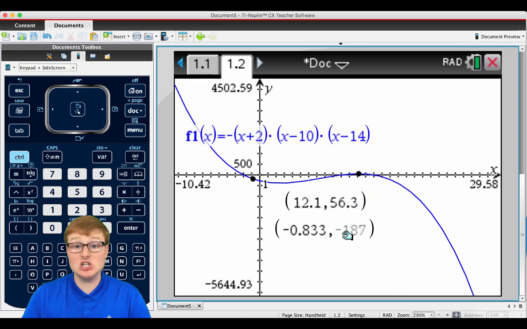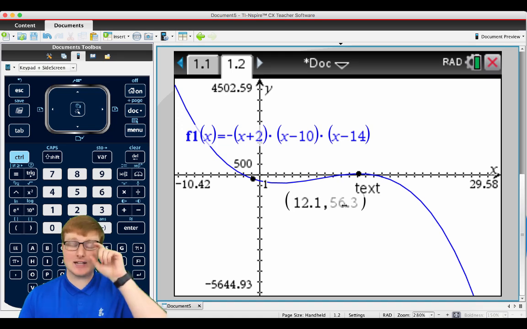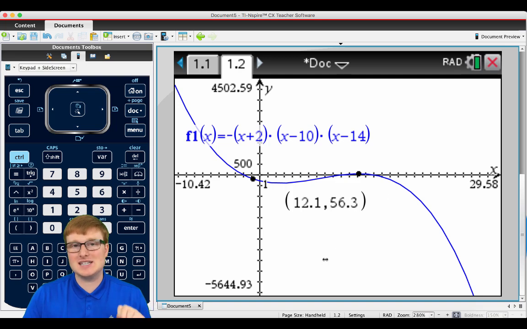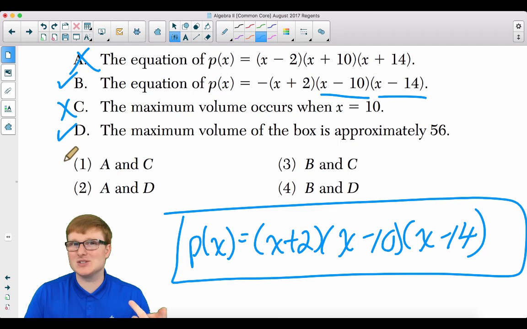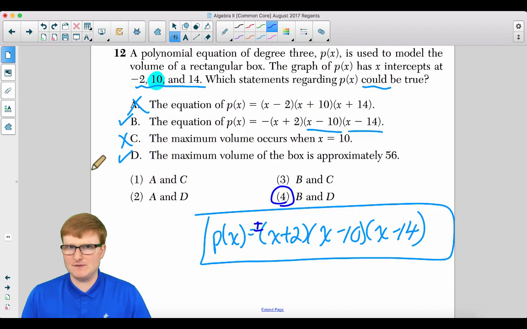Okay, so that's a nasty question, people. Forget that point. The one before was 388, but that was a maximum when it was a positive leading coefficient. This is a negative leading coefficient. The maximum is 56.3. So that could be true as well. You have to be so careful with that plus or minus out front. So your answer is actually choice 4, B and D. Very, very tricky question. Had to know some things about graphs.